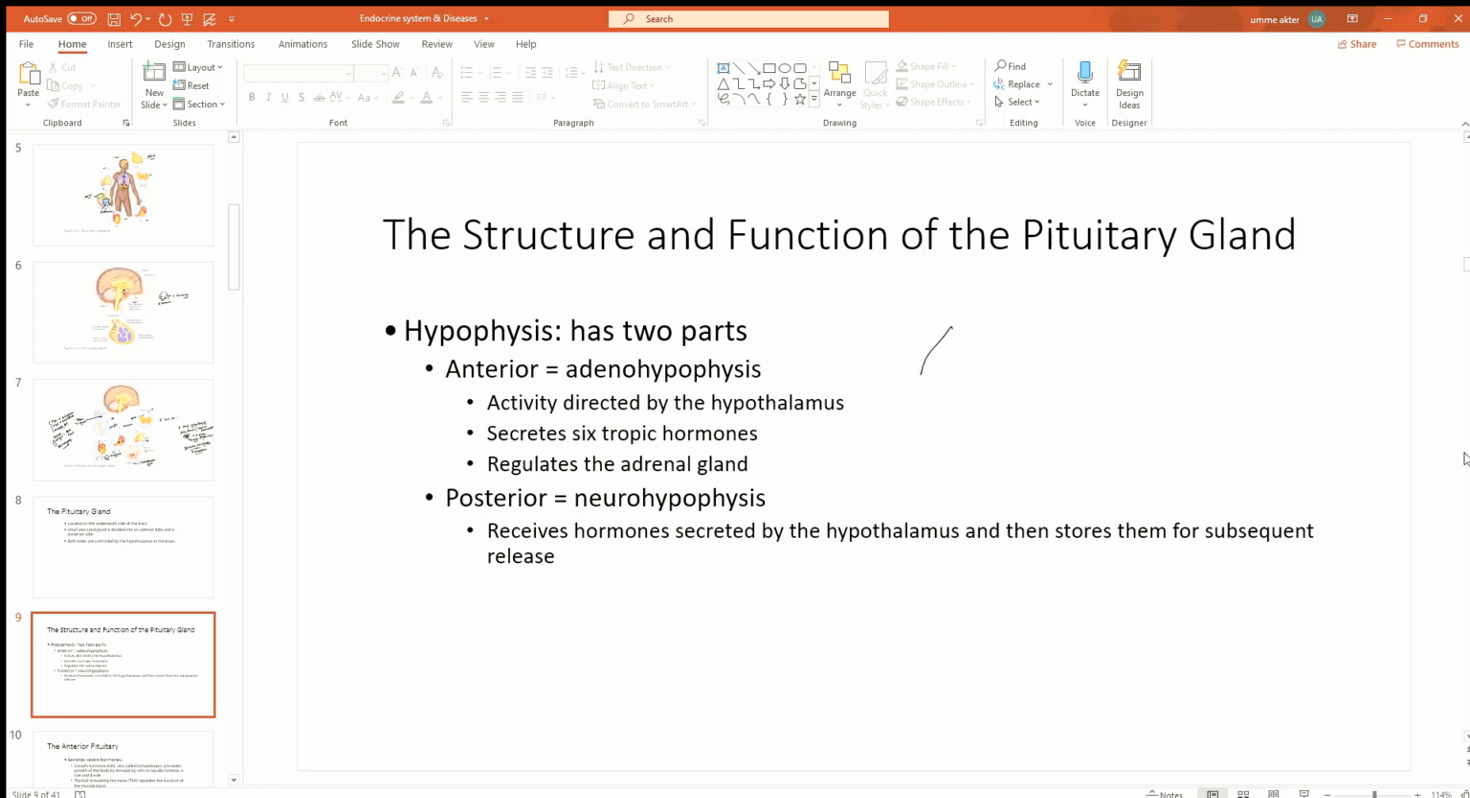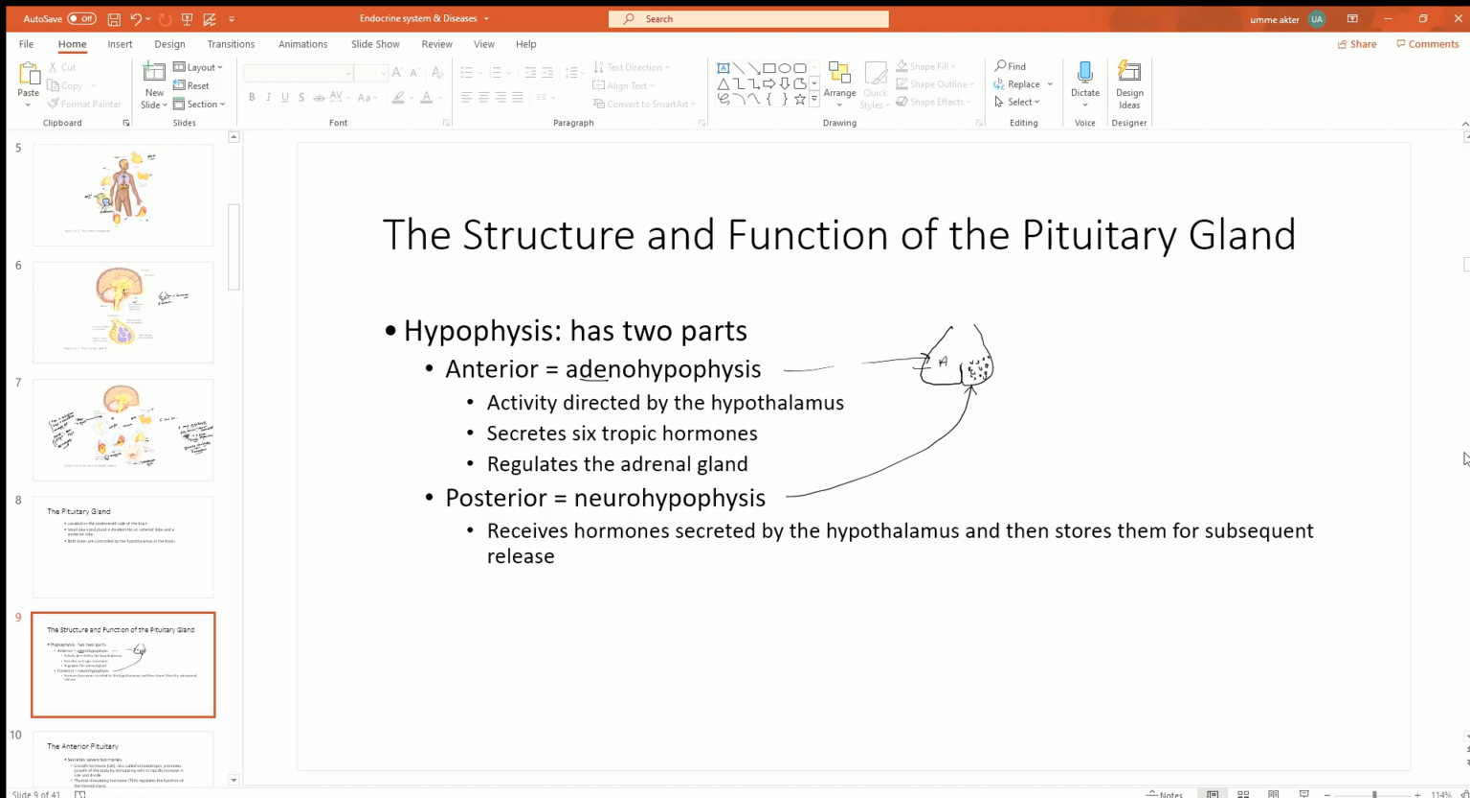Just know that the anterior pituitary produces 6 hormones, and we already talked about those 6 hormones. Anterior pituitary is also called adenohypophysis, and posterior pituitary is also called neurohypophysis. So AA: anterior pituitary, adenohypophysis; posterior pituitary, neurohypophysis. Why? Because the posterior pituitary is filled with neuron type cells. That's why it's called neurohypophysis. Hypophysis is another name for pituitary.